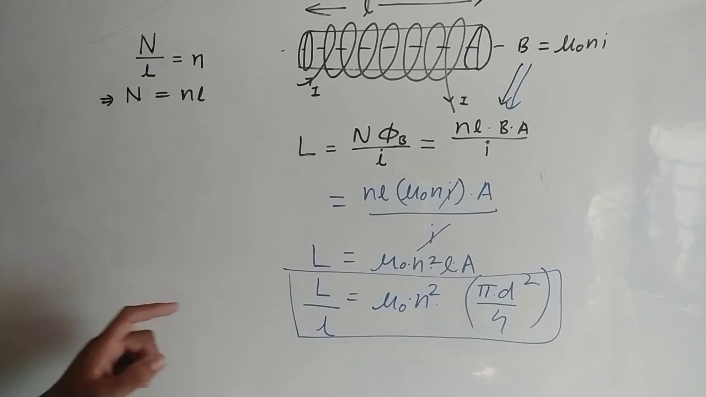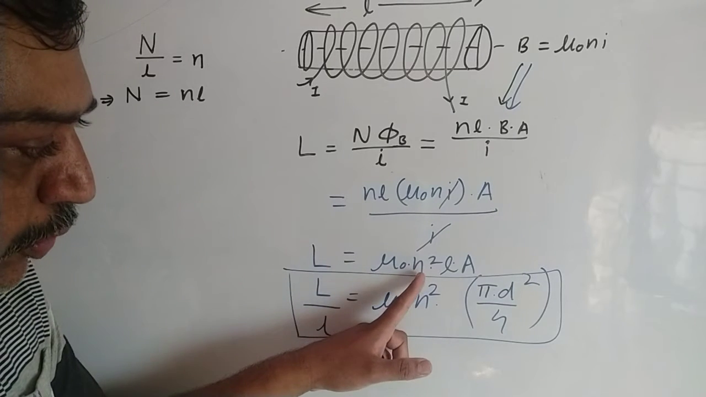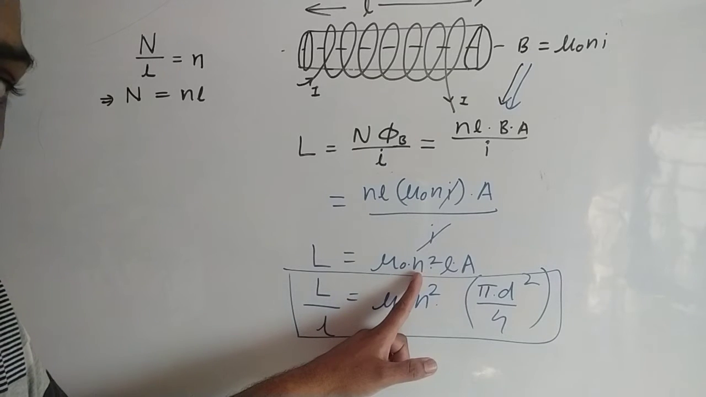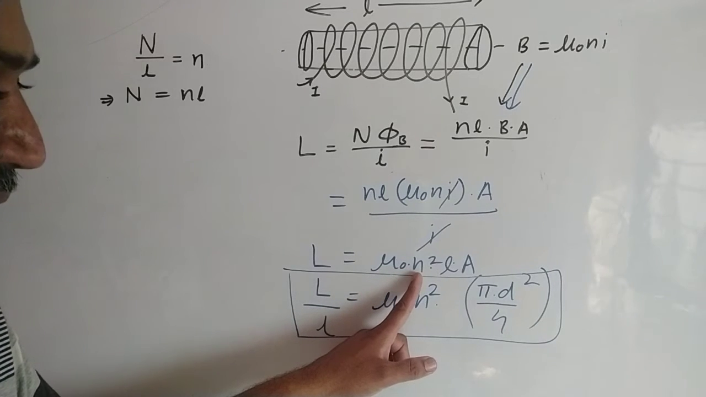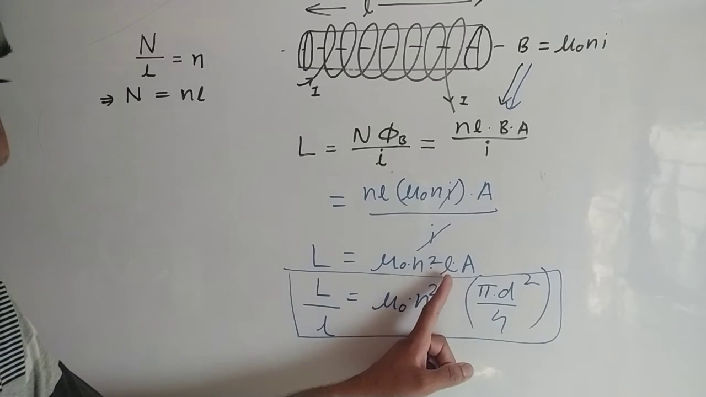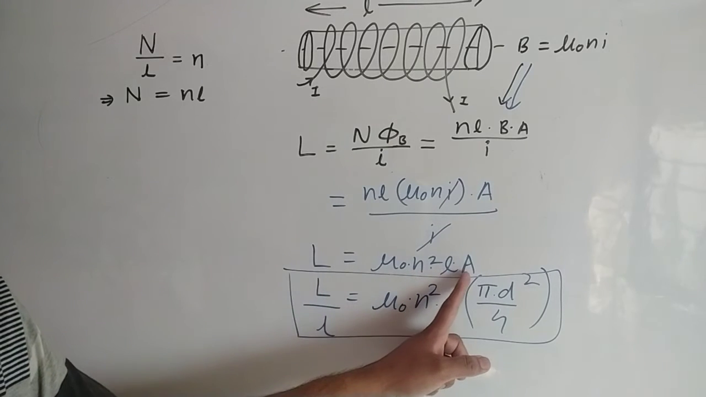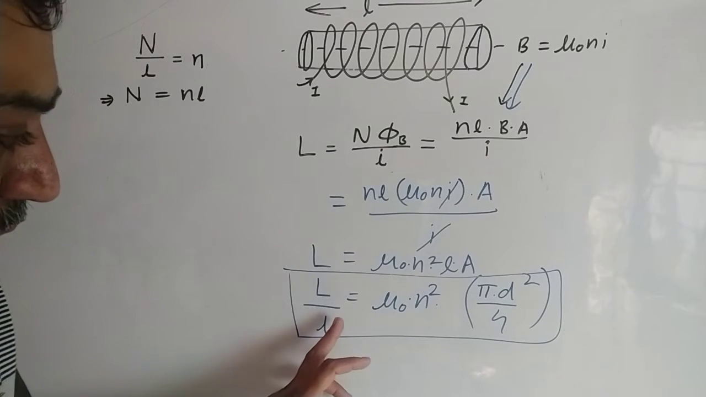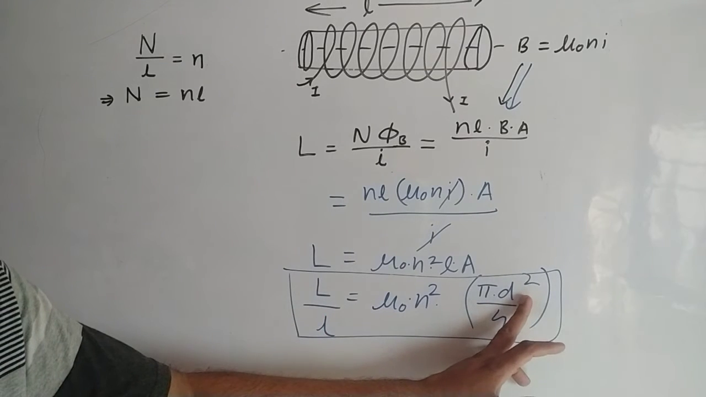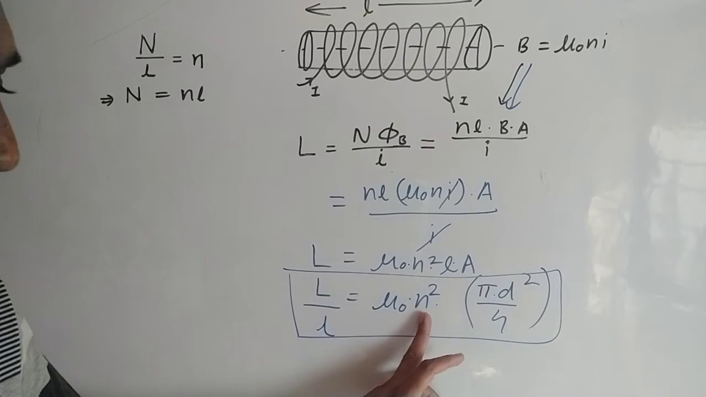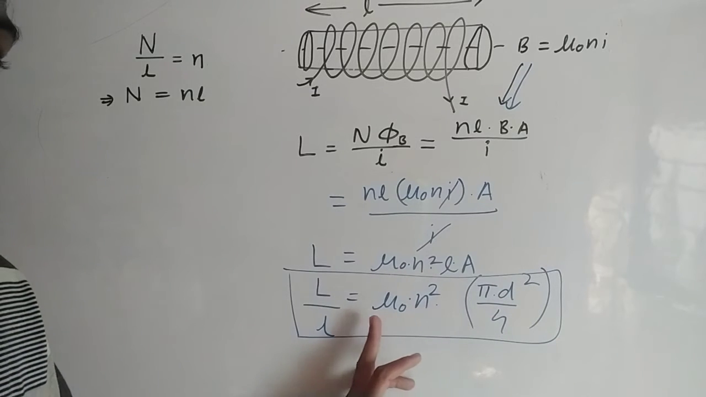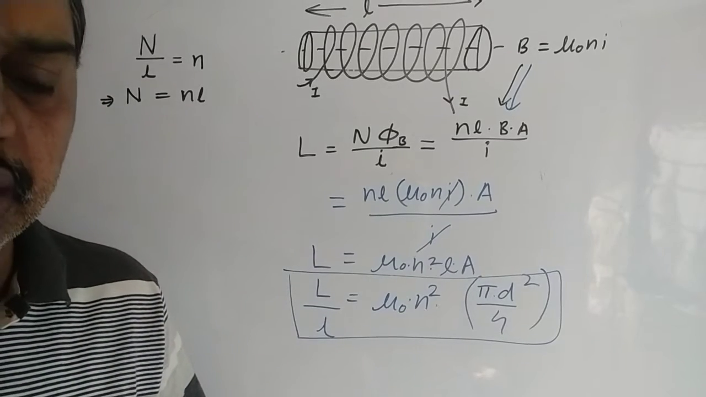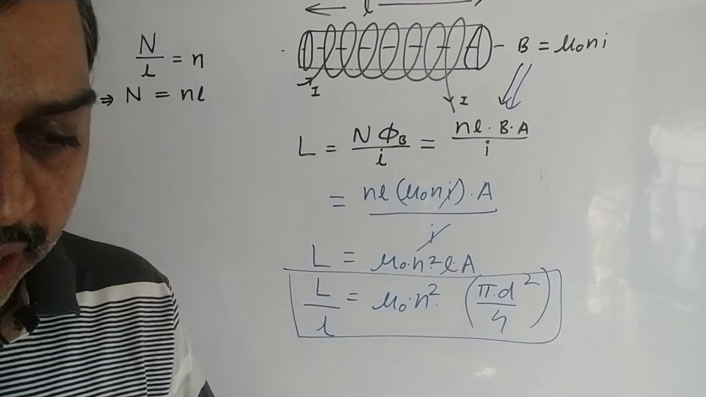From this equation we can say L is directly proportional to mu 0. L is directly proportional to n square, the number of turns per unit length, its square. L is directly proportional to length. L is directly proportional to area, and in terms of this equation, to the square of the diameter. So this is nothing but the inductance of the solenoid that we have derived here.